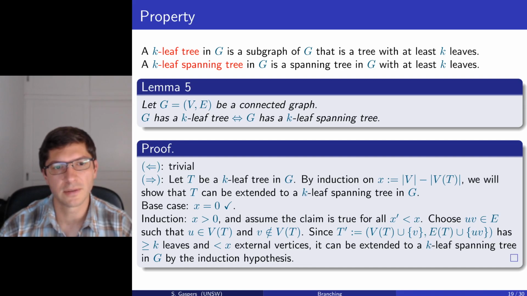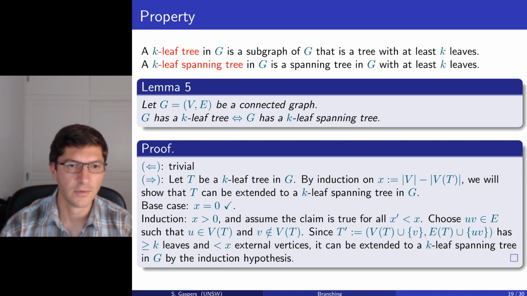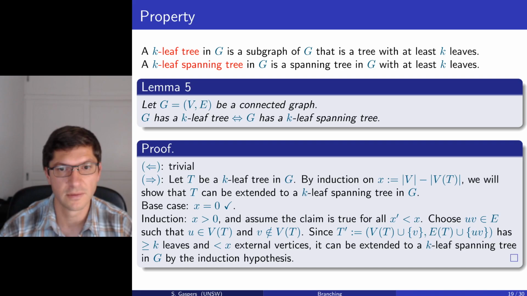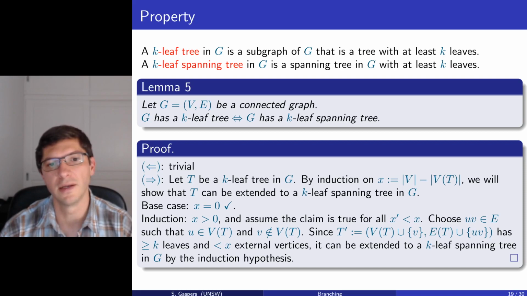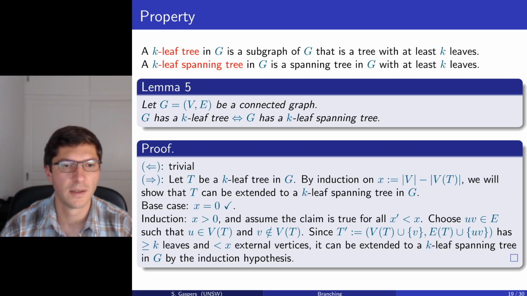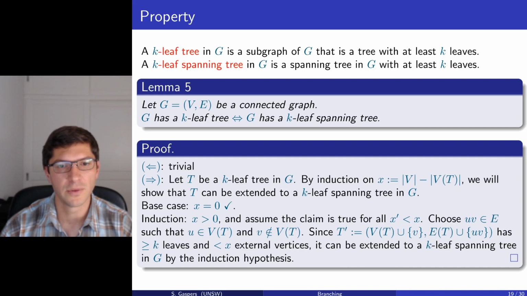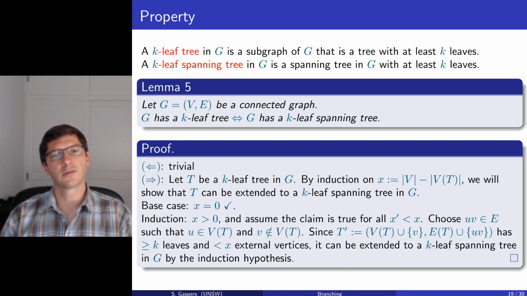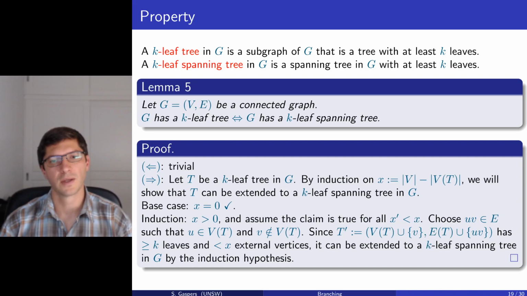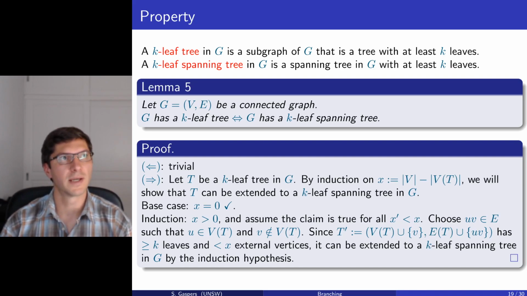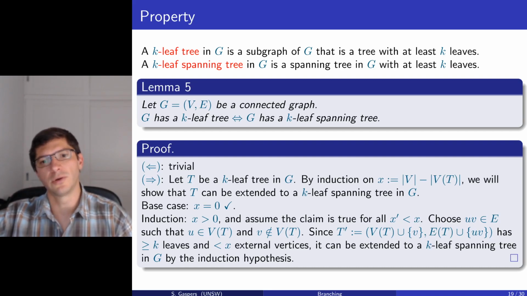We will show that this tree T can be extended to a k-leaf spanning tree. As a base case, we have that x equals 0. So there's no vertex that we haven't reached yet. In that case, our k-leaf tree is a k-leaf spanning tree, and we are done. Now, if x is larger than 0, so we still need to reach some vertices, we assume that the claim is true for all x' that are less than x. As soon as we can reach one more vertex, we are happy, because then we can use induction to reach all the vertices.